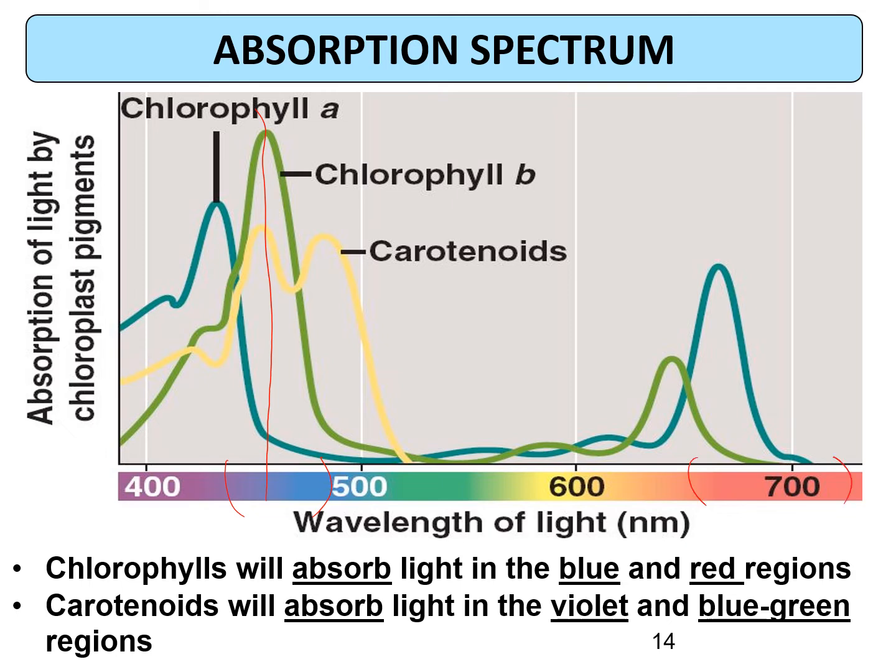Chlorophyll will absorb light in the blue and red region. Region here. Carotenoids will absorb light in the violet and blue-green region. Ini carotenoids. Violet and blue-green region. Sini. Nampak ni puncak dia kan? Ni purple lah kot. Purple sini lah sebab ni. Okay.